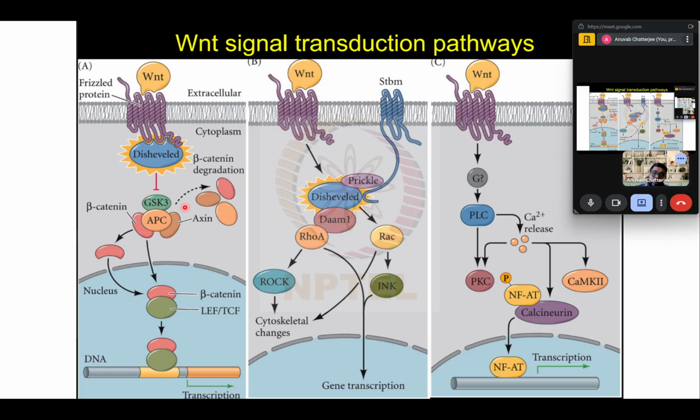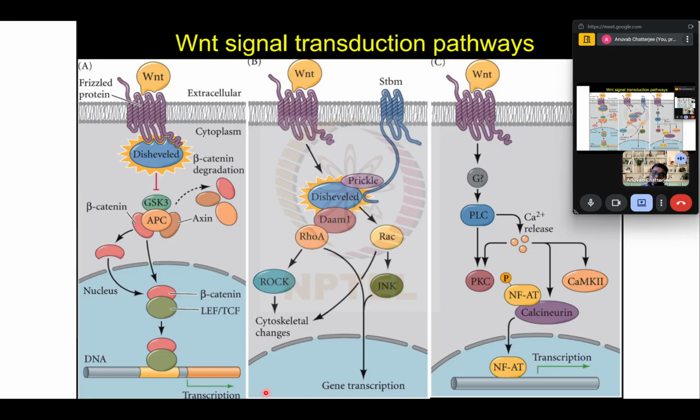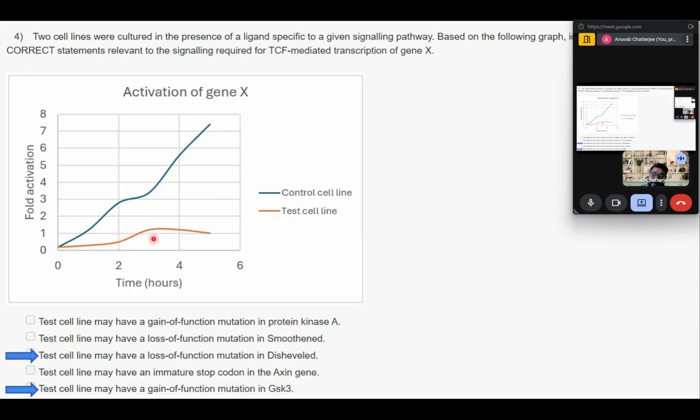So this option says that the entire gene X is always transcribed, so activation of the pathway, but this is not what we see, so this is not a correct option. And finally, test cell line may have a gain of function mutation in GSK3, which means even though Wnt and Frizzled are bound to each other, GSK3 will always go around and cause degradation of beta catenin, so loss of the entire pathway, which is what we see here. So the last option is also correct.